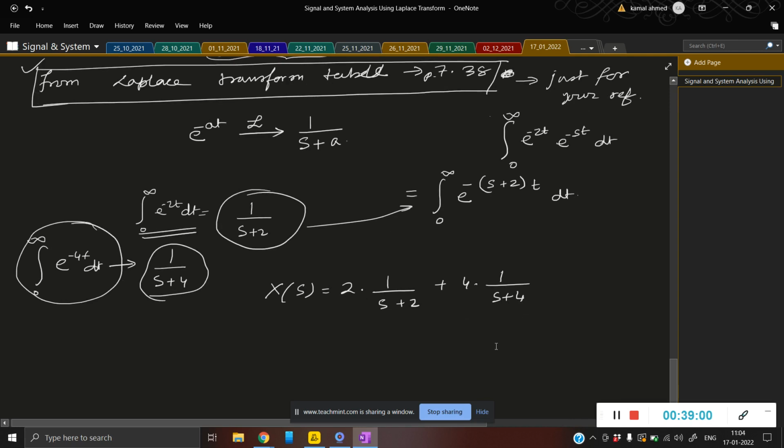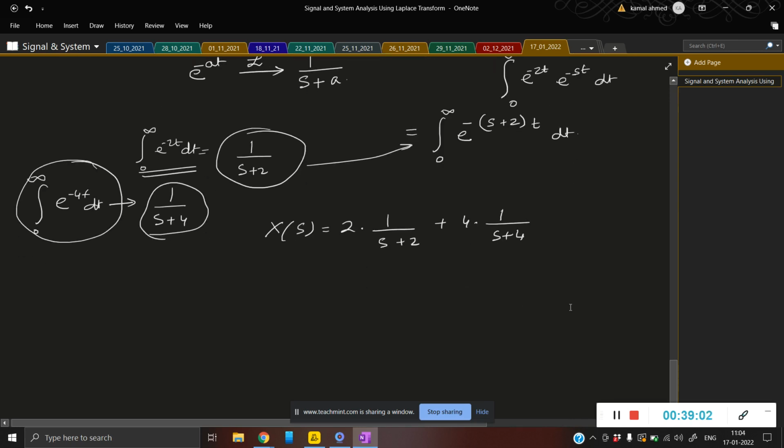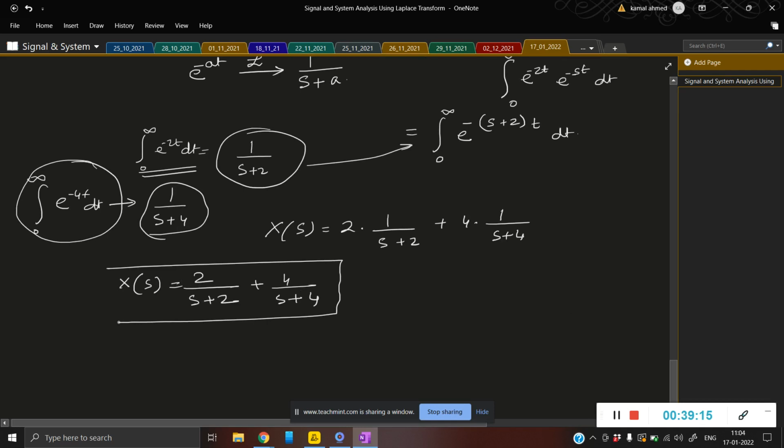Okay, so overall the total Laplace transform will be like this. X of s equal to 2 by (s plus 2) plus 4 by (s plus 4). This will be the Laplace transform of x of t.